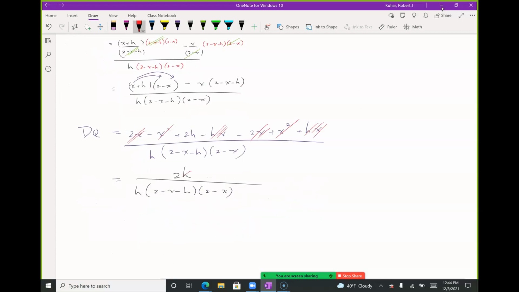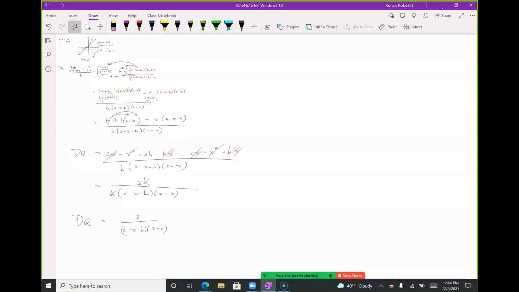And then finally my h's cancel that single factor of h. So the difference quotient turns out to be 2 over 2 times (2 minus x minus h) times (2 minus x). There's my difference quotient. That difference quotient is going to get me the slope of that secant line, right? But I have to figure out what x is and what h is.